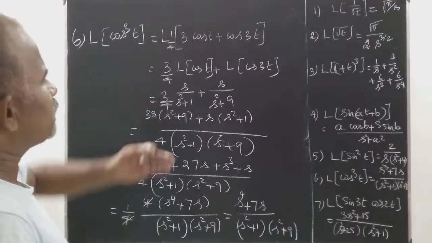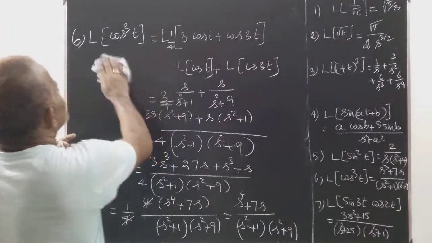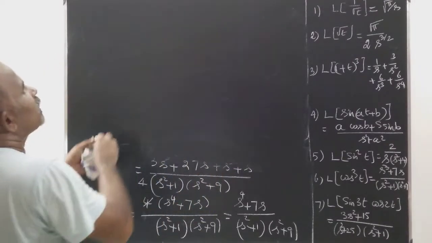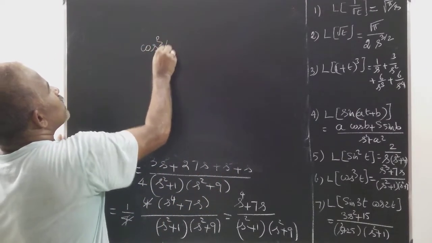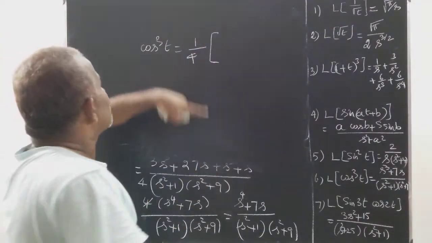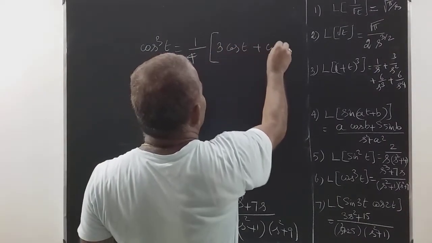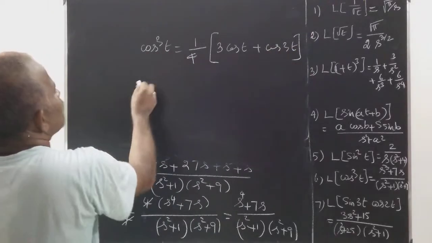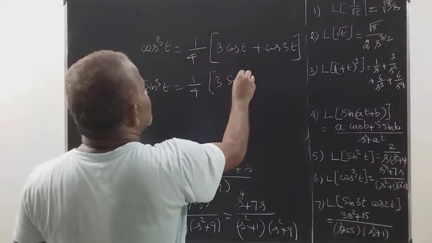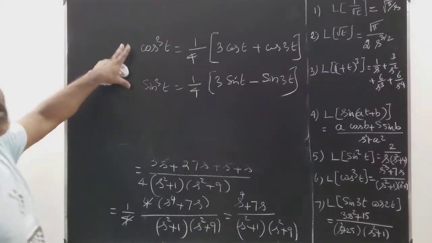So you have to change the formula also. So what I have written in the formula, cos cube t is equal to 1 by 4 into, sorry, you have to change it, cos cube t is equal to 1 by 4 into 3 cos t plus cos 3t. So sin cube t is equal to 1 by 4 into 3 sin t minus sin 3t. So this is the correct formula. So make a note of it.